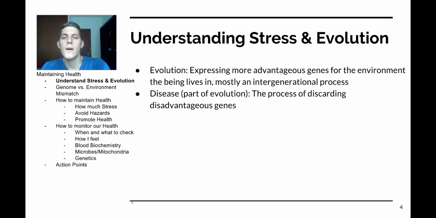Two concepts which are relevant at this point. The first one is evolution. So evolution is the change that we observe from one generation to the next as a consequence of natural selection. So it's always intergenerational. In simple words, it's the process of expressing more advantageous genes for the environment where a living being exists. And then disease is a sub process of evolution that has a goal of eliminating disadvantageous genes. So it's an expression of suboptimal compatibility or total incompatibility.